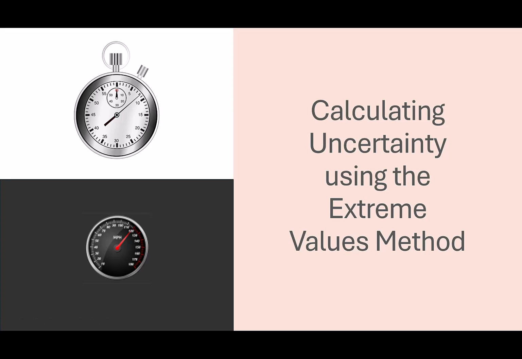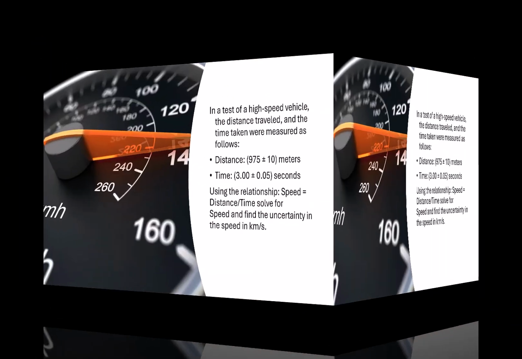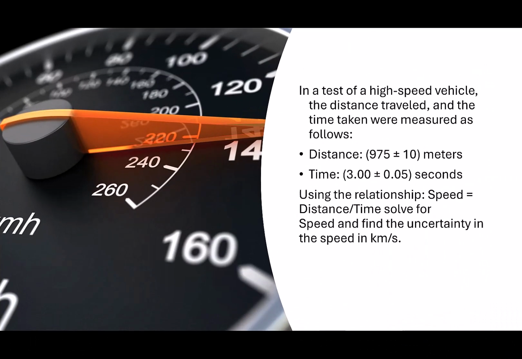Hi everybody, today we're calculating uncertainty using the extreme values method. Let's use an example to go through the steps. In a test of a high-speed vehicle, the distance traveled and the time taken were measured as follows. Our distance was 975 plus or minus 10 meters, and the time was 3.00 plus or minus 0.05 seconds.